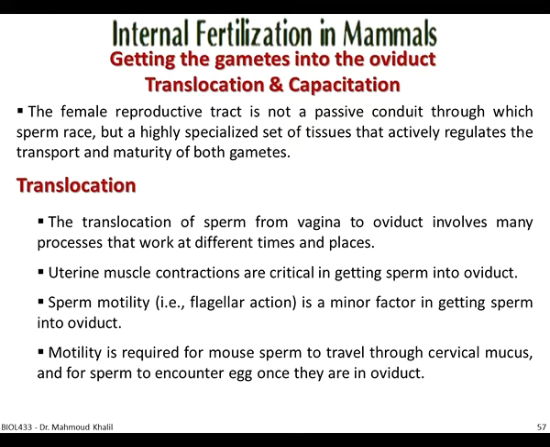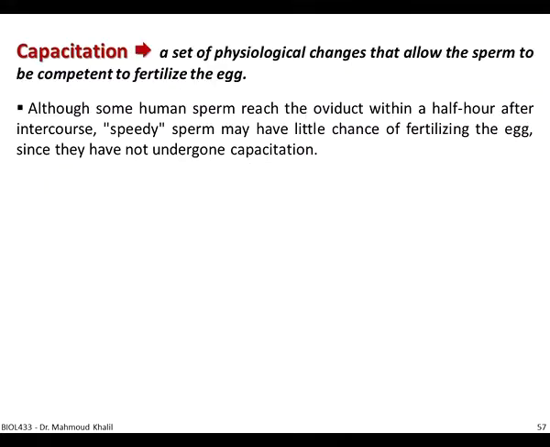Actually, motility is required for the sperm, for example the mouse sperm, to travel through the cervical mucus and to encounter the egg once they are in the oviduct. So what about capacitation? Capacitation is a set of physiological changes that allow the sperm to be competent to fertilize the egg. Some modification needs to be done for the sperm to be competent and able to fertilize the egg.